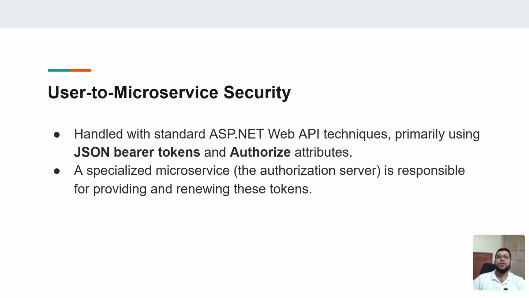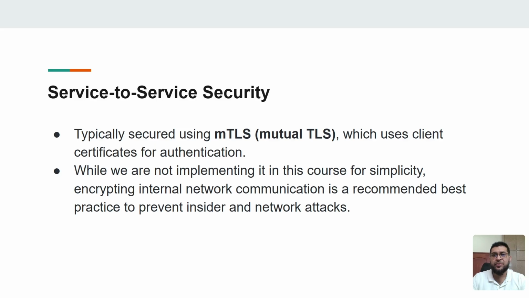So from a security perspective, user to microservice security will be handled by ASP.NET Web API techniques, primarily using JSON-based tokens. We will use the Authorize attribute to check the security of any request. And for service to service communication, we can use mutual TLS, but to keep this simple in this course, we will not go deeper into this security. You can also use TLS for service to service security.